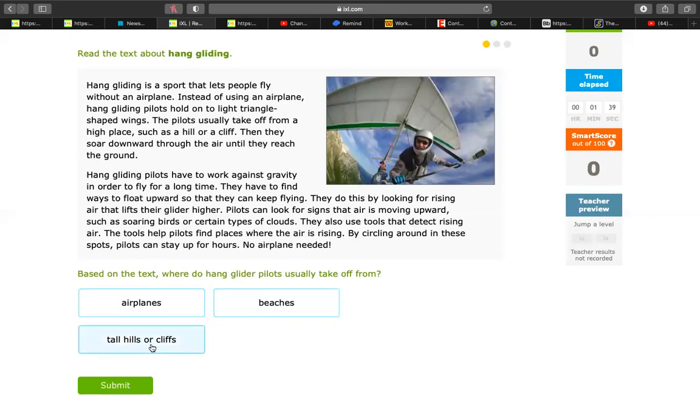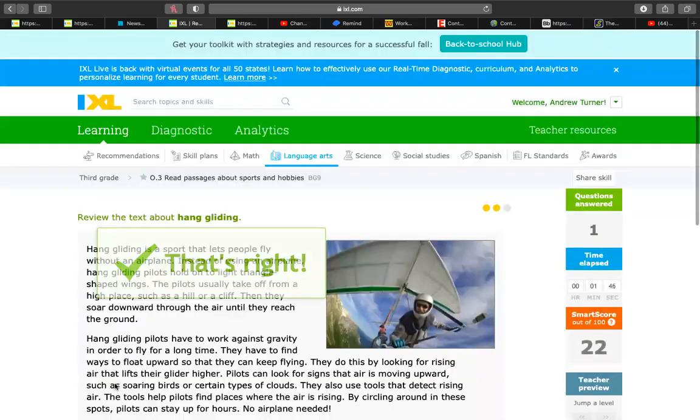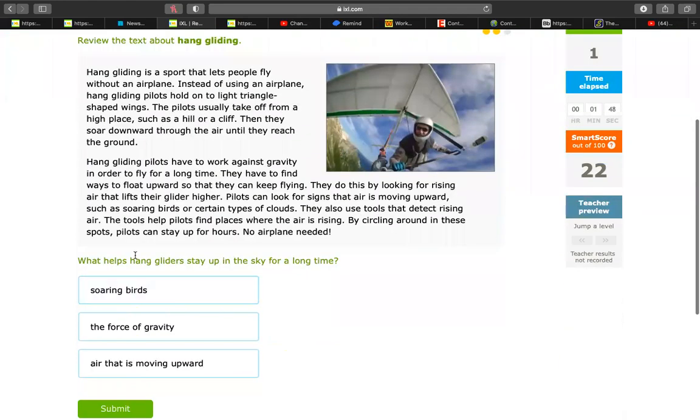All hills or cliffs. Bingo, we have "hills or cliffs" actually literally right there. So that is a detail, okay? Now we're looking at what helps hang gliders stay up in the sky for so long. Is it soaring birds, force of gravity, or air that's moving upward?